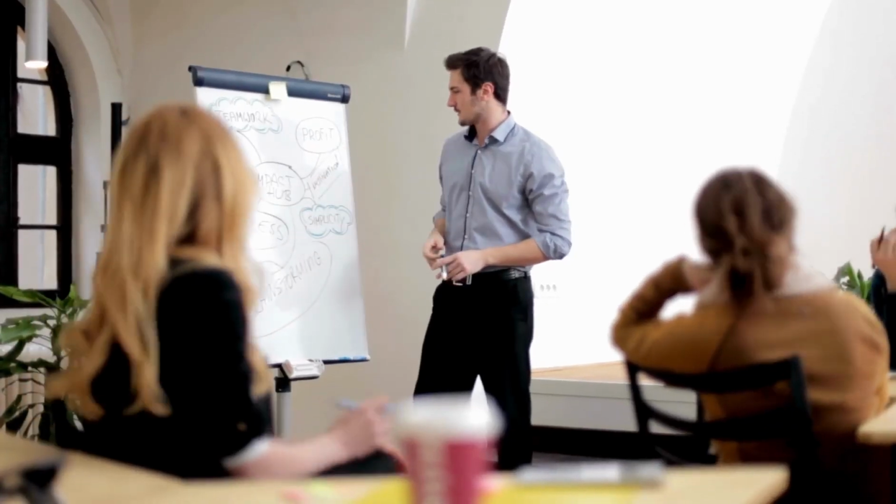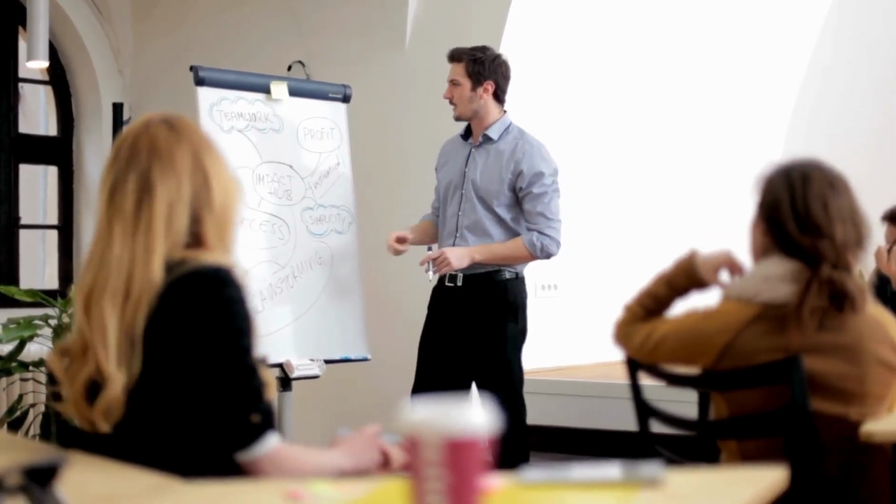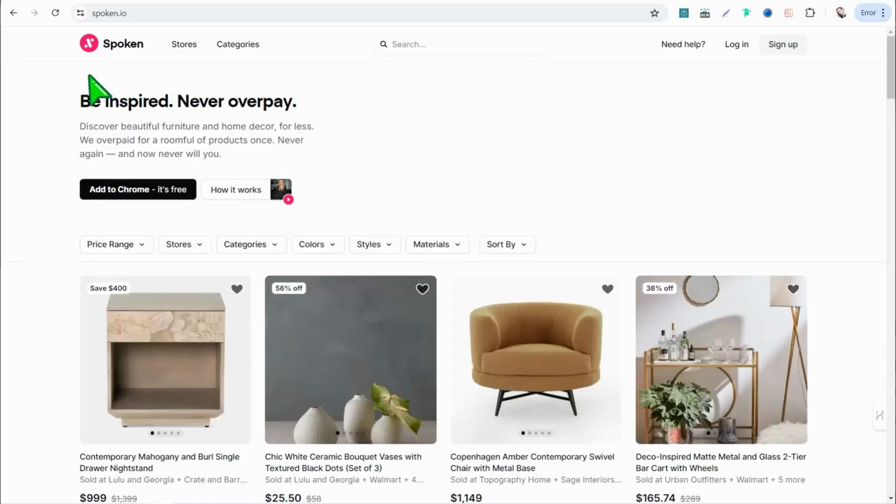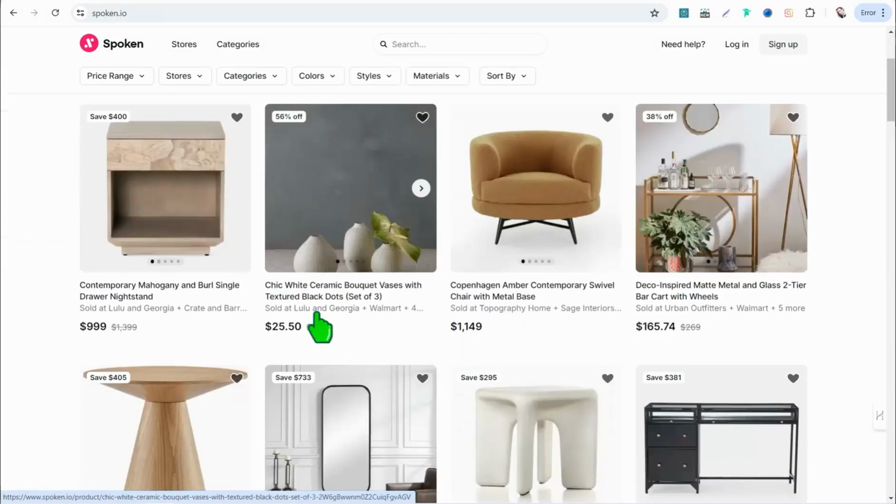Hi guys, in this video I'm going to show you a perfect and successful business model to make money online step by step. And the first step, just head over to this amazing website called spoken.io, and this beautiful platform shows different items with different prices in different websites.